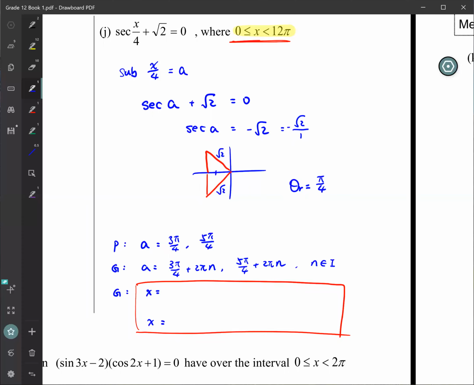You look at how your substitution is, right? To determine what to do. A is x over 4. So how can we find x? Please raise your hand if you finished.